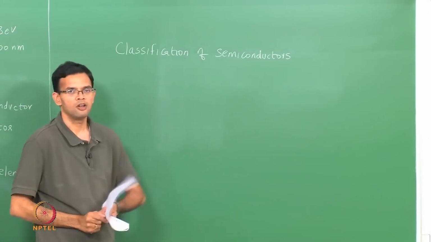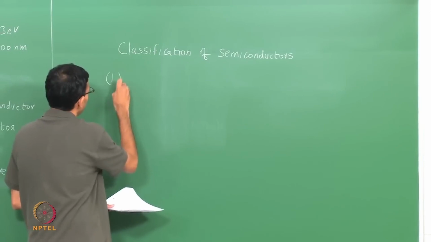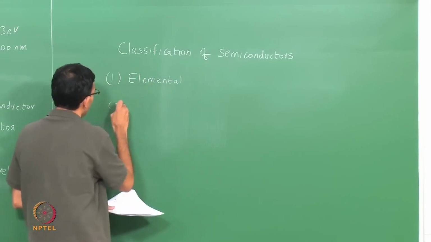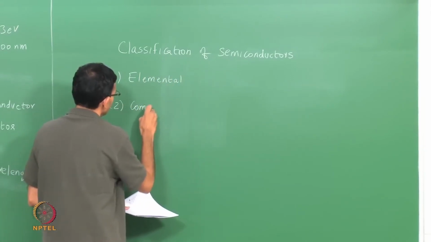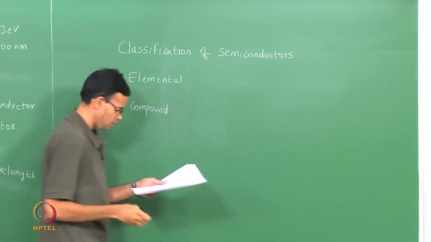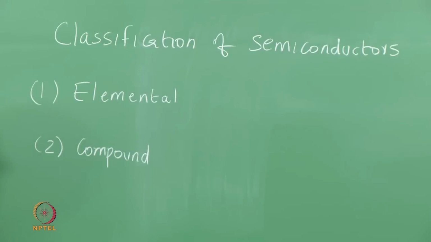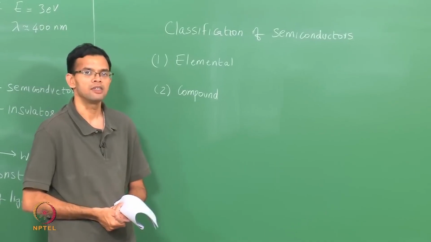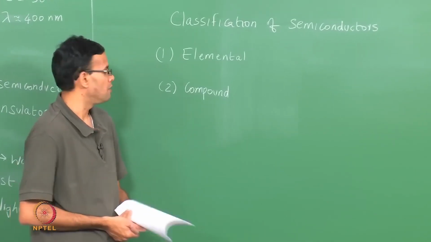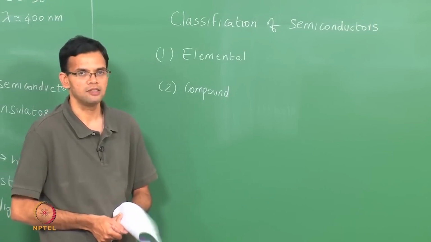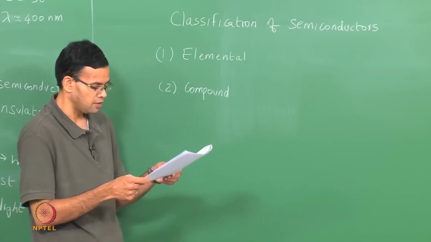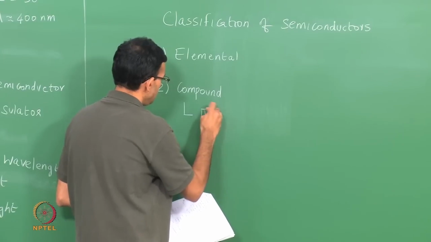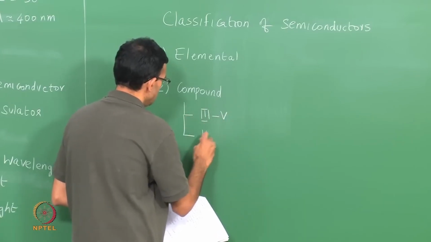So, one particular method of classification is called elemental and compound semiconductors. This distinction is fairly straightforward. Those semiconductors that are elements are essentially your elemental semiconductors, but you can also have compounds that are semiconductors, that is, whose band gap lies less than 3 electron volts. These are compound semiconductors. There are a lot of different types of compound semiconductors. You have 3 5s, you have 2 6s.